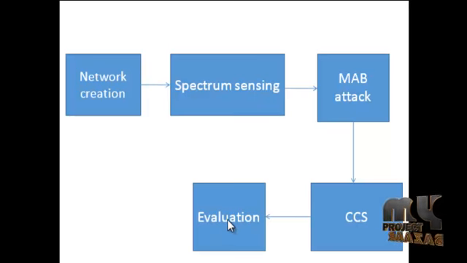The next block is performance evaluation. For performance evaluation under MAB attack, we calculate the number of surviving nodes, for example nodes which are not in a targeted band, over the total number of nodes. Our results show that the CCS strategy significantly outperforms the CR signal avoidance technique under a MAB attack.